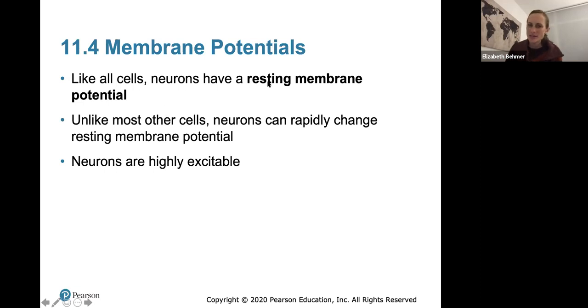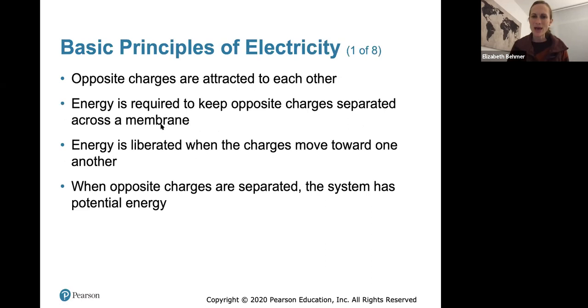So like all your cells, neurons have a resting membrane potential. And unlike most other cells, neurons can rapidly change their resting membrane potential, which makes them highly excitable or able to respond to a stimulus. So what do I mean by that?